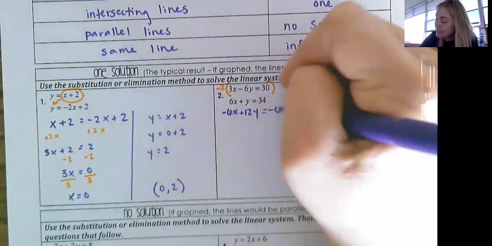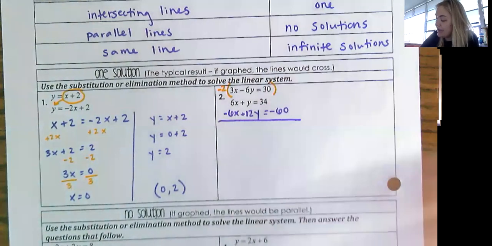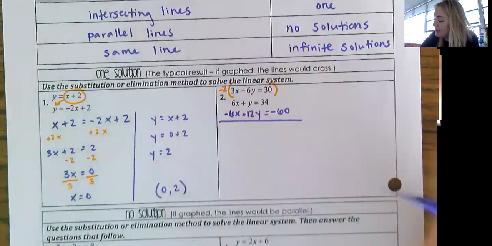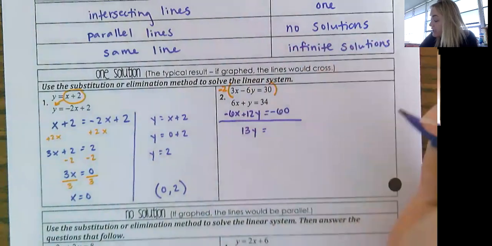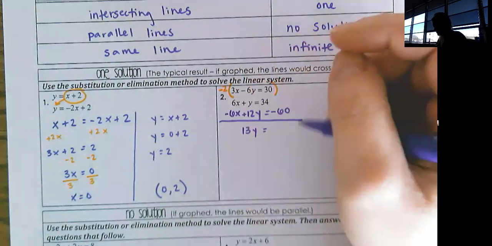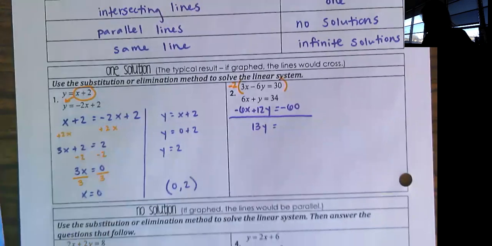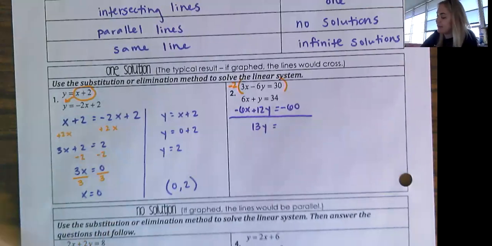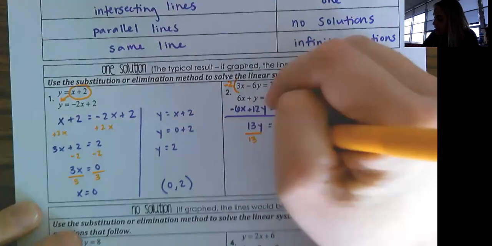When I solve this, 6x and negative 6x together eliminate the x's. Y plus 12y gives me 13y. And then we have 34 and negative 60. And when I combine those, I'm starting to think I made an error here. We'll find out. Okay, when I combine those, 34 and negative 60, oh no, we're good. I get negative 26. All right, then I can divide by 13 on both sides, and I get y equals negative 2.